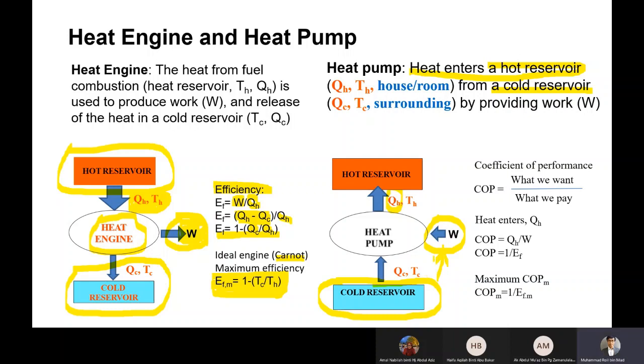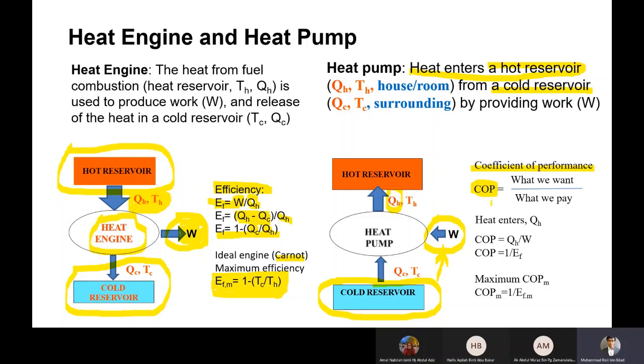So in this case, the one before, we have a term of efficiency. Now we cannot use efficiency, work over QH. It doesn't really make sense. Remember, we then come up with a term called coefficient of performance, which is COP, the coefficient of performance.